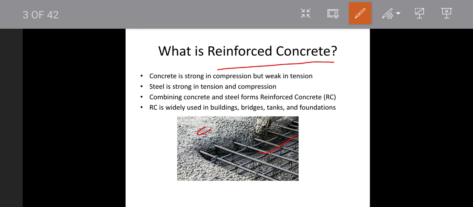Why do we need to combine these two? Because we know that concrete is strong in compression but weak in tension. To overcome that, we are introducing steel into the concrete, because steel is strong in both tension and compression. By combining concrete and steel together, we are creating a composite material called reinforced concrete. Reinforced concrete is used for construction of buildings, bridges, tanks and foundations.